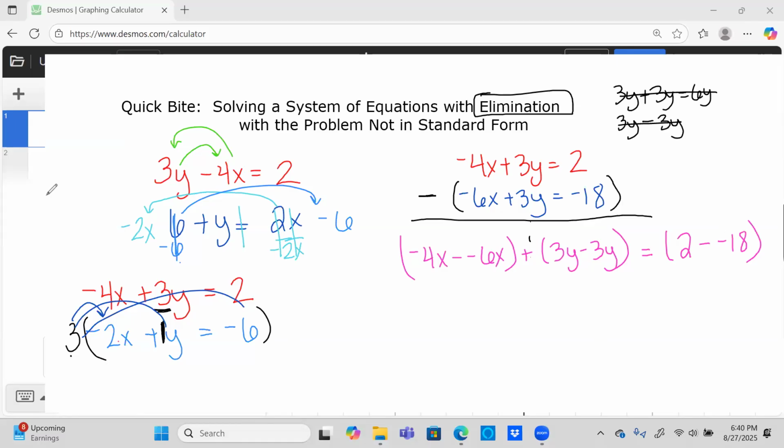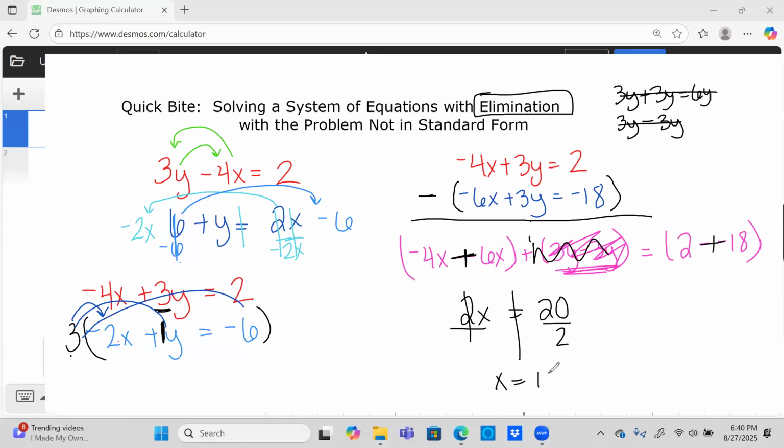All right, the y should cancel. 3 minus 3, bye-bye. He's gone. You don't need to put 0y. The x's, we know subtracting a negative is the same as adding. Negative 4 plus 6 is 2x. This is all canceled. And over on the constant, subtracting a negative is adding, so that would be 20. Dividing by 2, and x is 10.